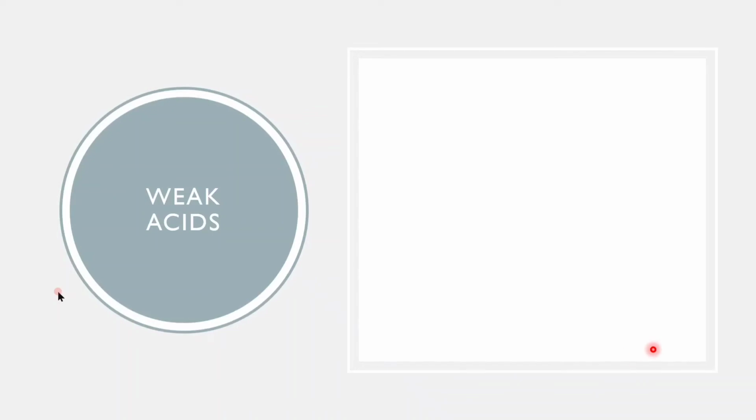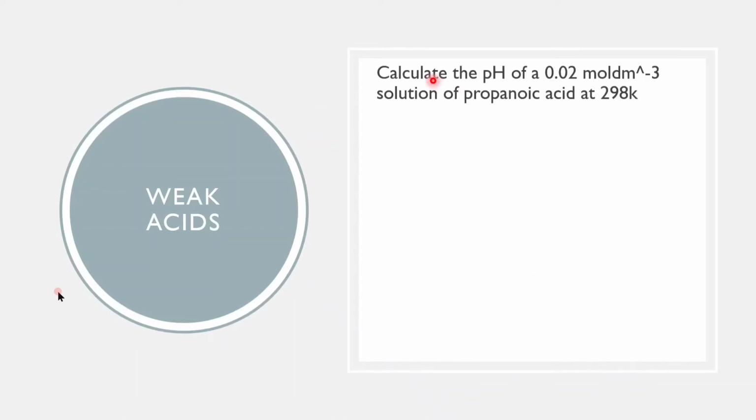So now we're going to look at an example. Calculate the pH of a 0.02 mol per decimeter cubed solution of propanoic acid at 298 Kelvin, where propanoic acid has the Ka value of 1.34 times 10 to the minus 5 moles per decimeter cubed. So we have a specific Ka value, and this is given with a temperature because Ka is fully dependent on the temperature that the solution is at.